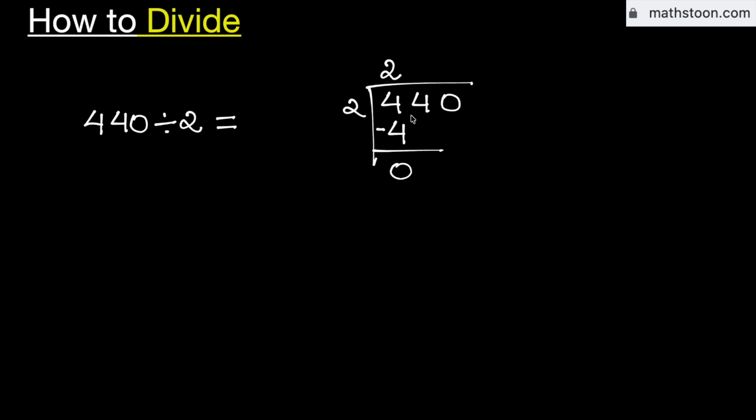That is why we will bring down this adjacent 4 here. See that this is the number 4. So remove this 0. And we know that 2 times 2 is equal to 4. Subtract, we get 0. Now this 0 is less than 2.